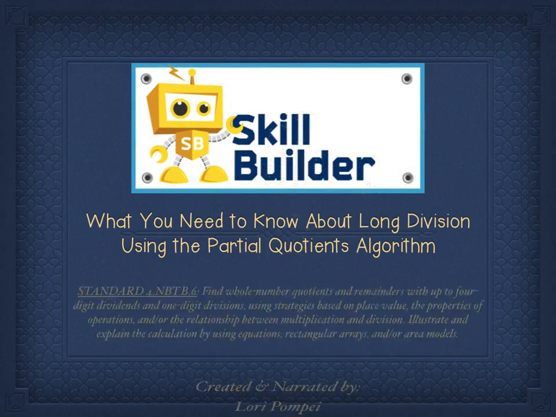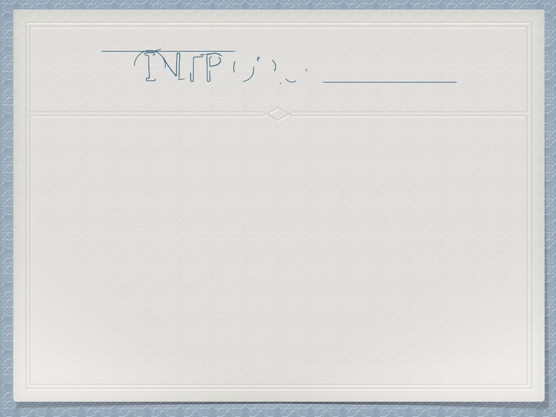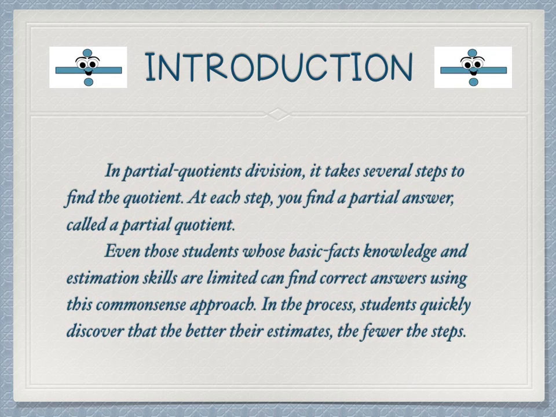Skill Builder: what you need to know about long division using the partial quotients algorithm. In partial quotients division, it takes several steps to find the quotient. And at each step, you will find a partial answer, which we call the partial quotient.